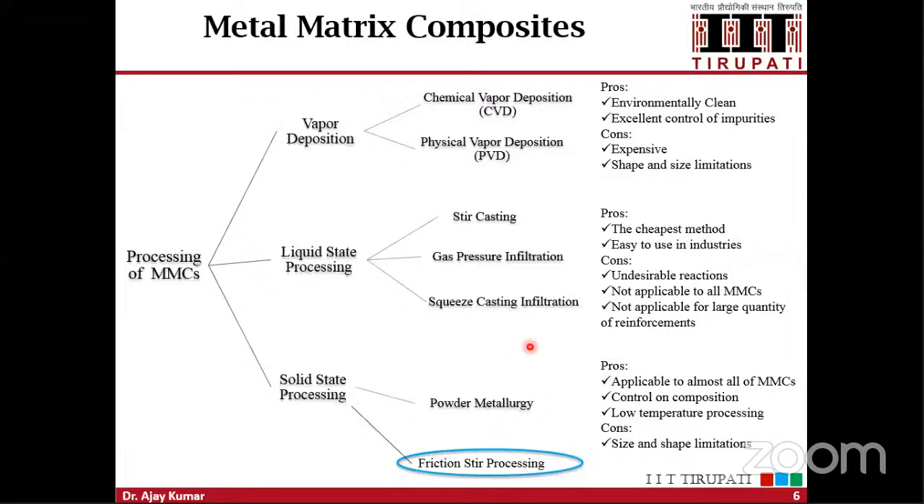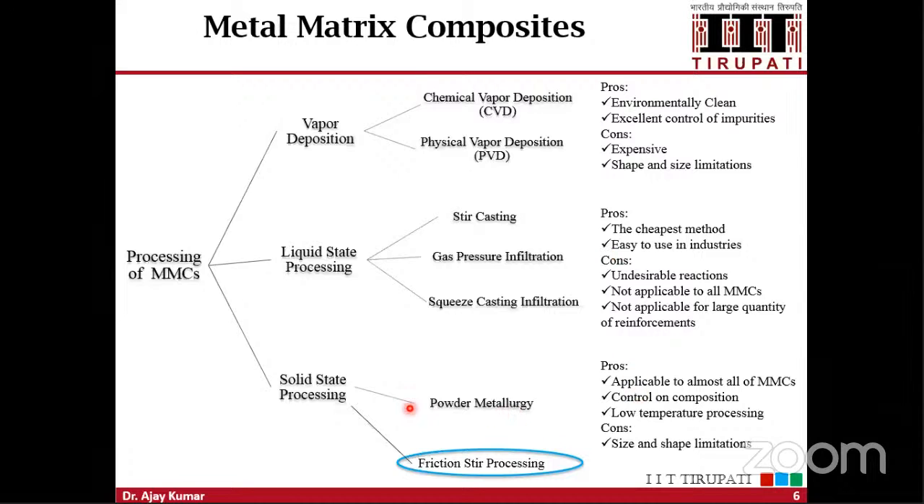Now, let me give you a brief idea about the different processing techniques for making the MMCs. So we have three types of processing: vapor deposition, liquid state processing, and solid state processing. In vapor deposition, we have CVD and PVD techniques, but they are expensive and have limitations. They cannot be used for mass scale or bigger size applications. Then we have liquid state processing, where we have stir casting, gas pressure infiltration, squeeze casting, and infiltration techniques. These are cheap methods and can be used for various applications at mass scale.